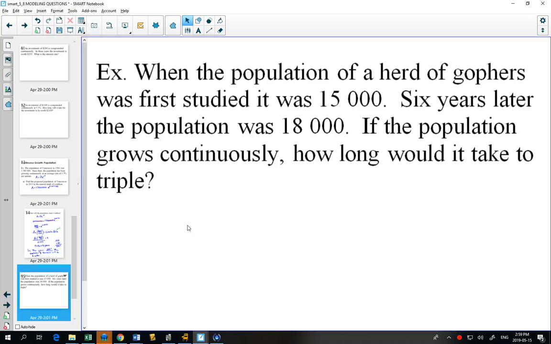When the population of a herd of gophers was first studied, it was 15,000. 6 years later, the population was 18,000. If the population grows continuously, and of course now, I mean, this hint would have told you in the past that you would need to use this formula. Now they would give you this formula. How long would it take to triple?